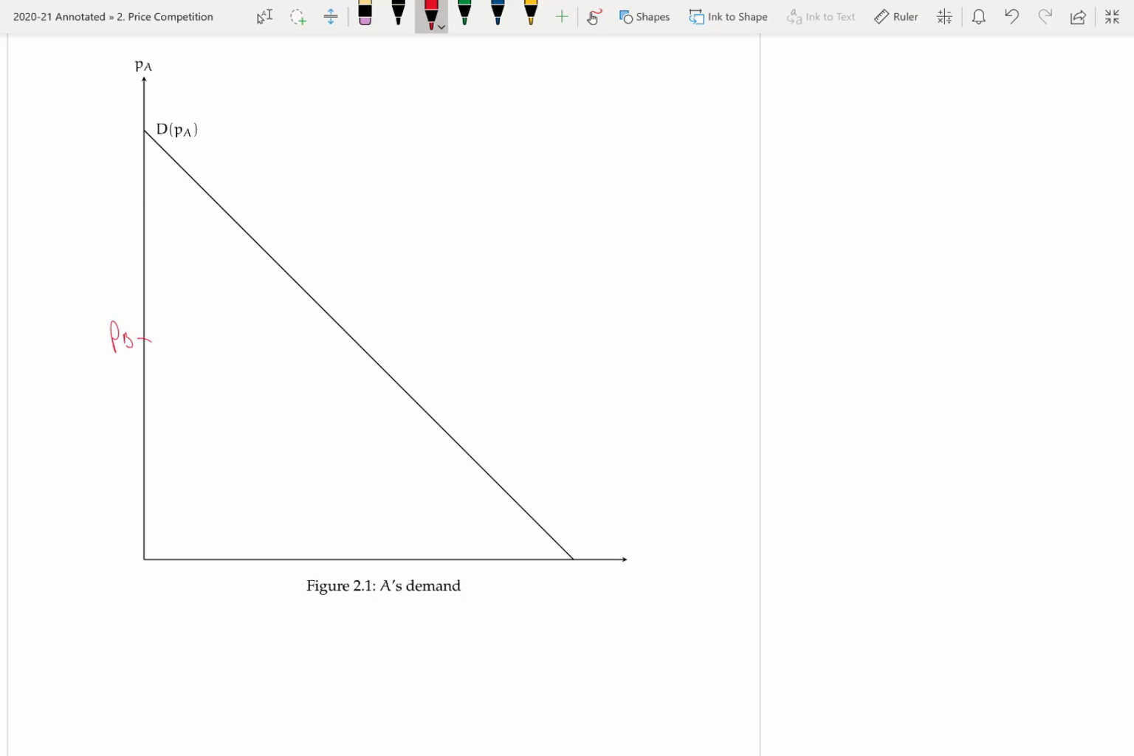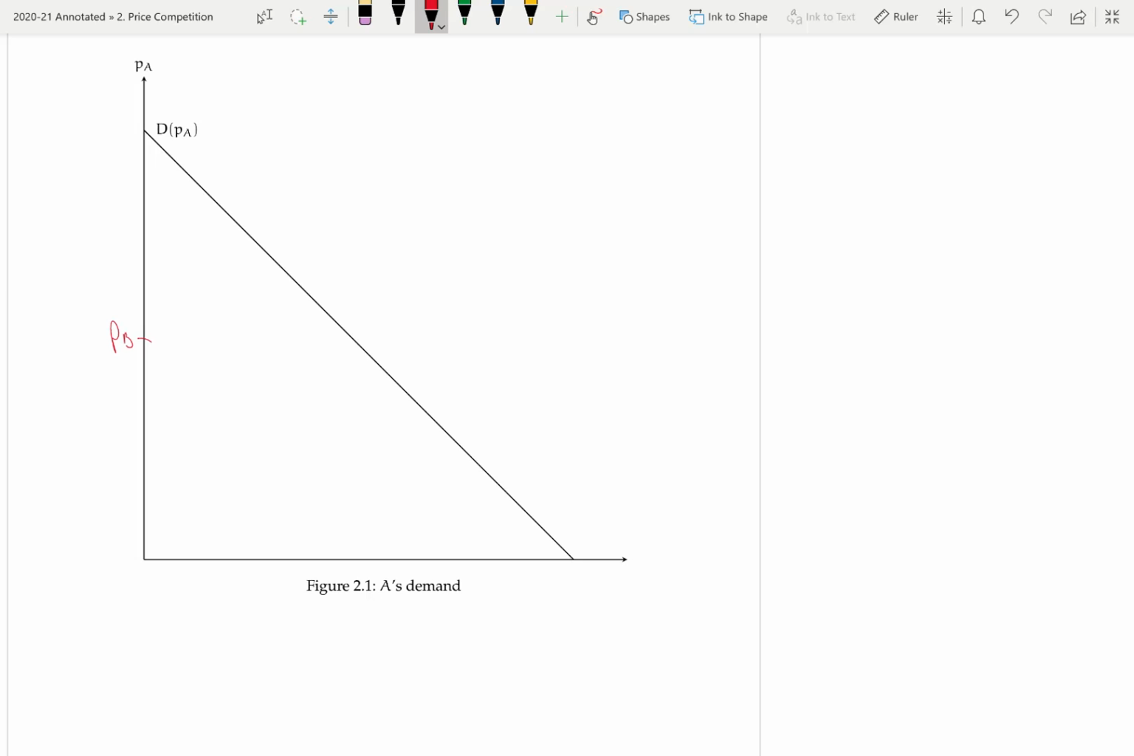And let's find firm A's demand curve. So in the diagram, I have the market demand curve, the straight line, which we're drawing against firm A's price. So if firm A was the only firm, this would be its demand curve. But it's not the only firm.